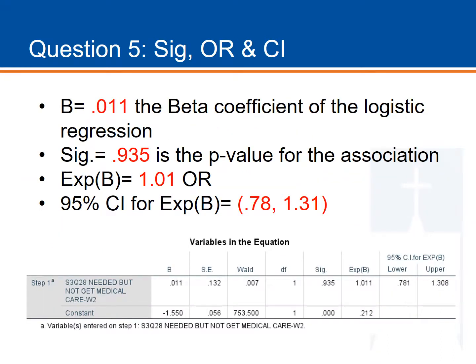So in looking at the full output pasted below, the B is 0.011. The p-value can be found in the column Sig, which stands for significance, which is the p-value, 0.935. And the odds ratio, which can be found under EXP(B), is 1.01. The confidence interval is given on the far right, identified as 95% confidence interval for the exponential B, or e to the B.